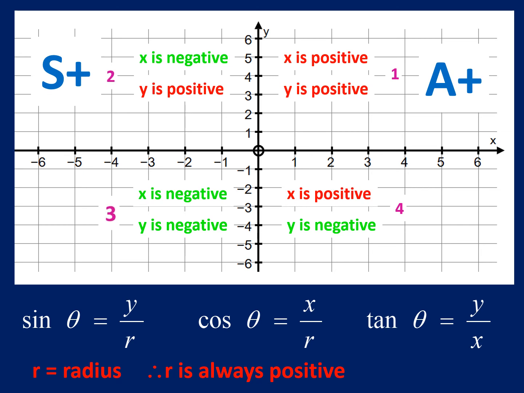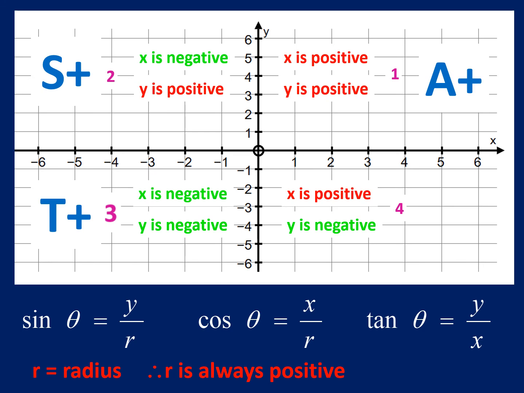Moving down to the third quadrant, y is now negative. R is still positive, so sine will be negative down in the third quadrant. With cos, x is negative, r is positive, making cos negative in the third quadrant. And with tan, y is negative, x is also negative, and a negative divided by a negative is a positive. So out of the three trig functions, tan is the only one that stays positive.